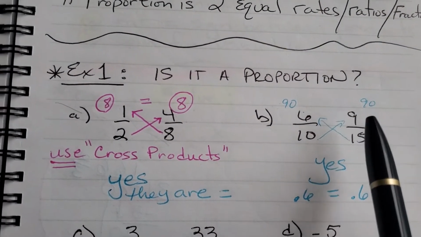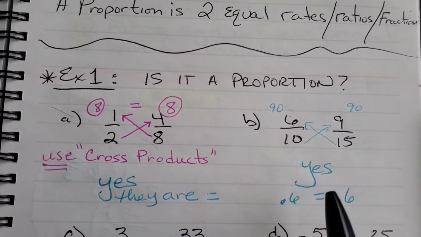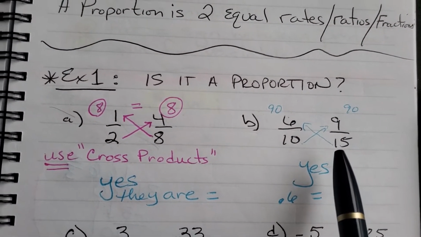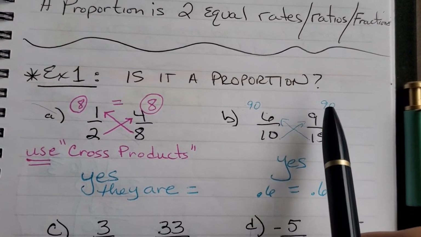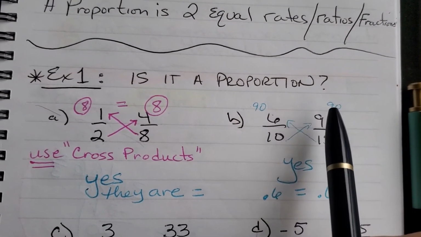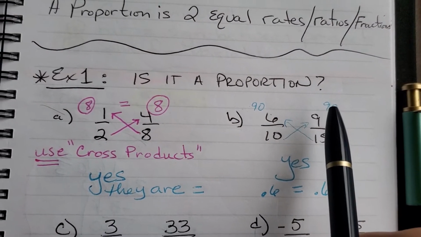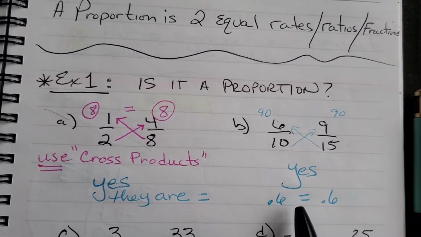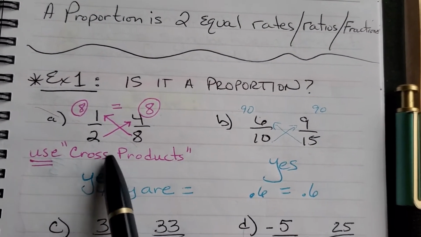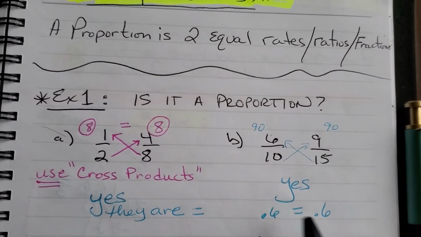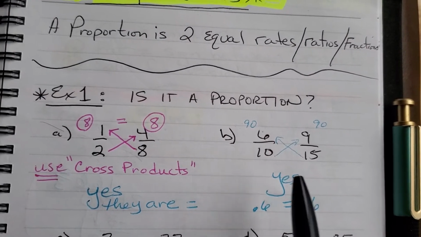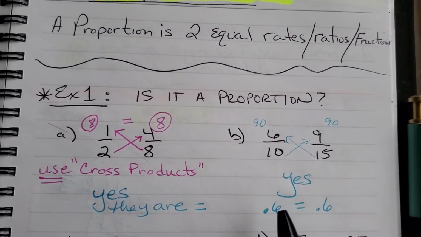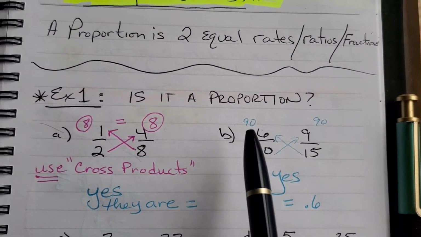6/10 and 9/15. Now again, let's cross multiply. 15 times 6 is 90. 10 times 9, also 90. So there, we proved it by using cross products, or cross multiply. But also, look what I decided to do. I could have done it for the previous one as well, but a lot of us are using our calculators, right? And a really quick way to see if fractions are equal is to turn them into decimals.